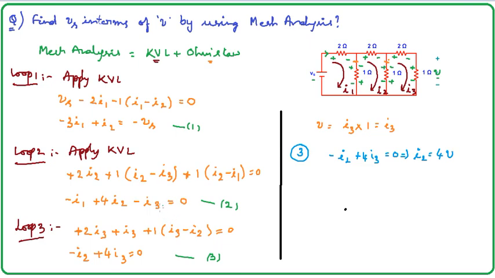So I2 is equal to 4V. And substitute the same thing here in equation 2 so that you will get I1 also. So what is this? Minus I1 plus 4I2 minus I3 equal to 0, which implies I1 is equal to 4I2 minus I3. So what is I2 here? I2 is 4V. So 4 into 4 is 16V minus I3, which is V. So what is I1? I1 is 15V.